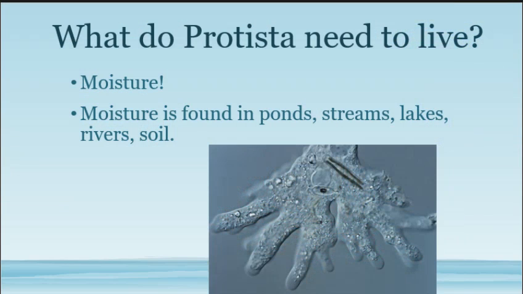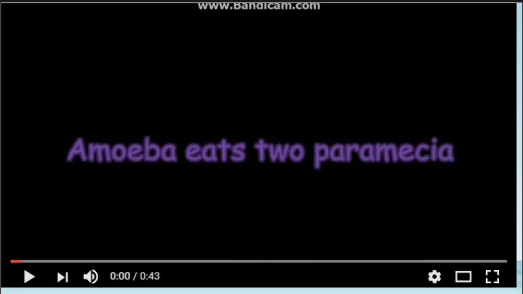They're not pathogenic. They don't hurt you. You probably don't want to drink them, but it's salt water, so you're not going to drink that anyway. But if you had pond water with it, you would want to filter that water. Protista need moisture. They're mostly found in ponds, streams, lakes, in some really wet soils and rivers.